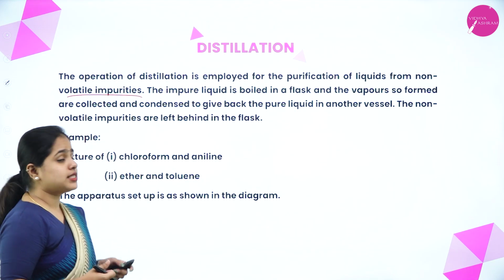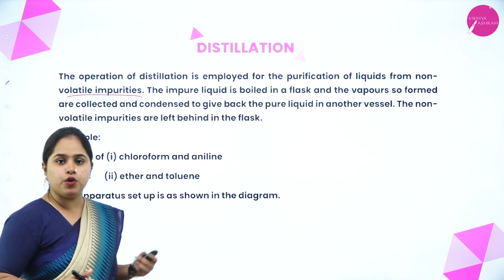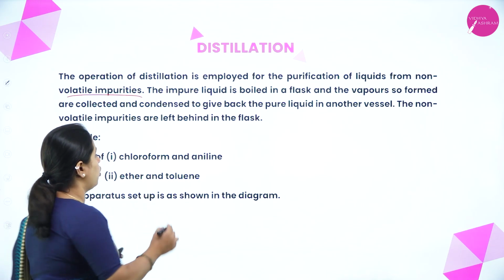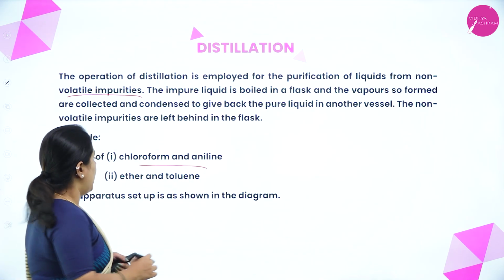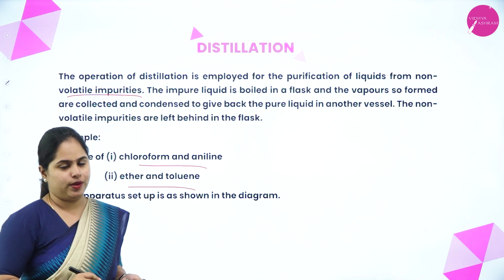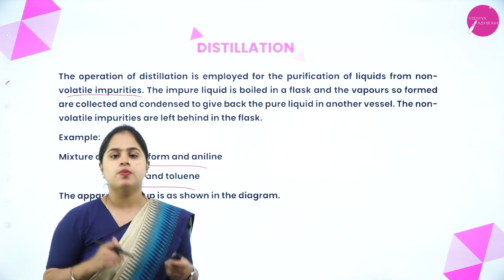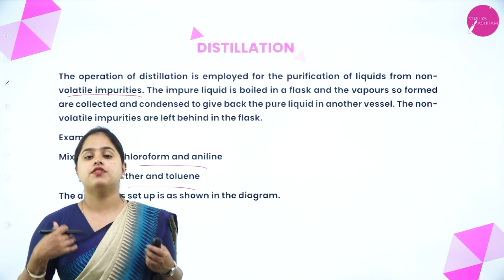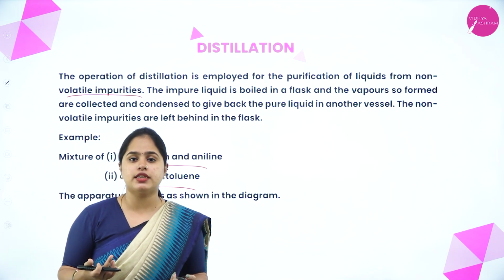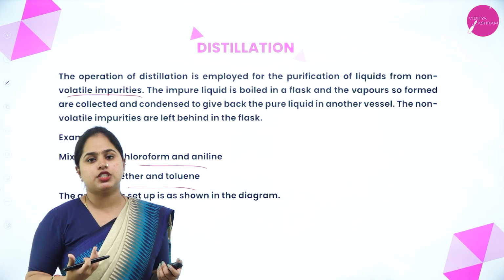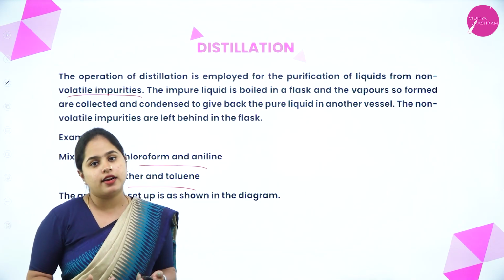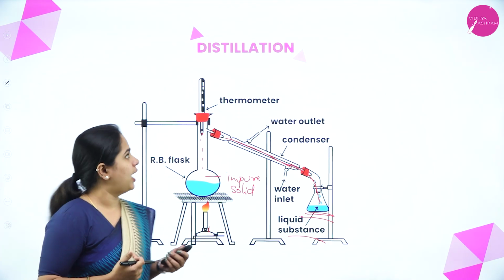So a few examples of compounds which we can purify using distillation are chloroform and aniline, and ether and toluene. So this is the distillation process. Now under distillation itself there are different types, that is fractional distillation, steam distillation, and distillation under reduced pressure. Let's see that as well.